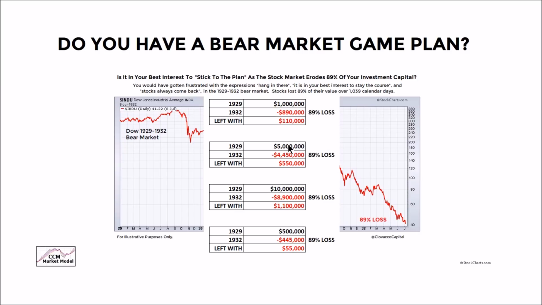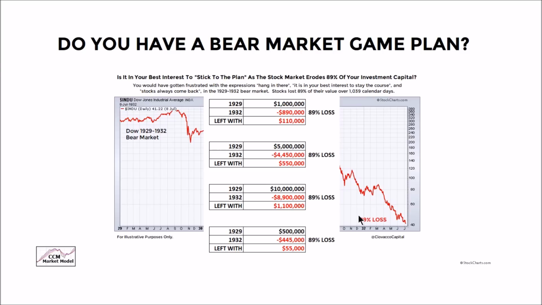Your $5 million was worth $550,000. Your $10 million dropped all the way to $1.1 million. That's a lot of money, but if you have $10 million, you may not be able to cover your expenses with $1.1 million in retirement. And if you've accrued $500,000 and you followed the passive buy and hold under all circumstances and keep your expenses low, your $500,000 would have dropped to $55,000.